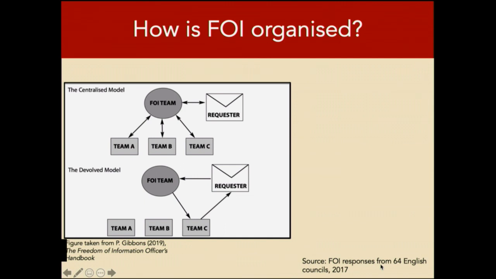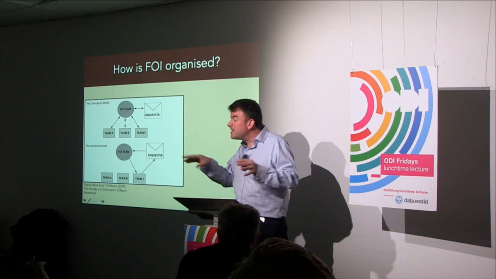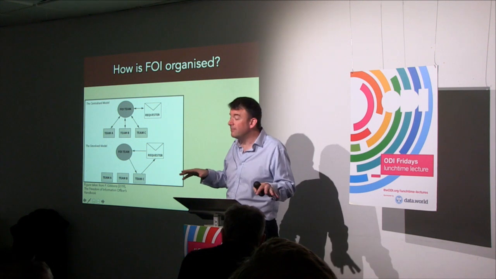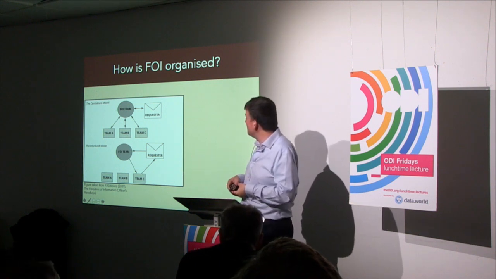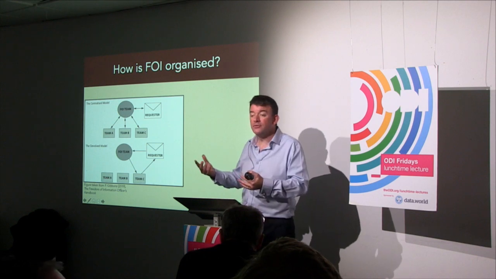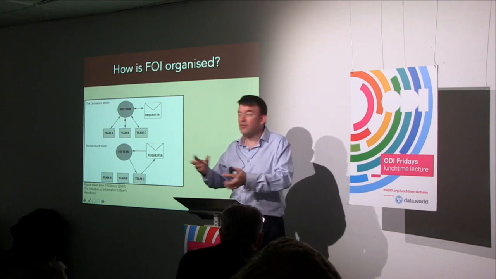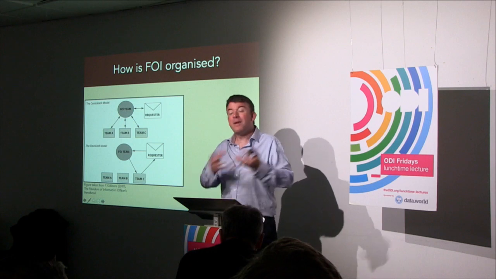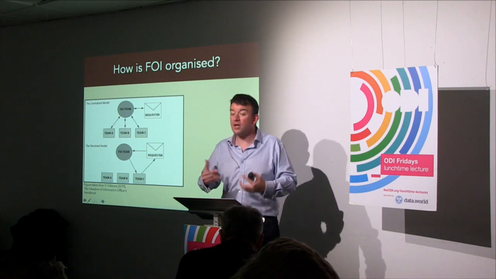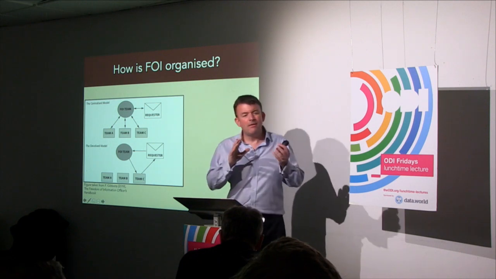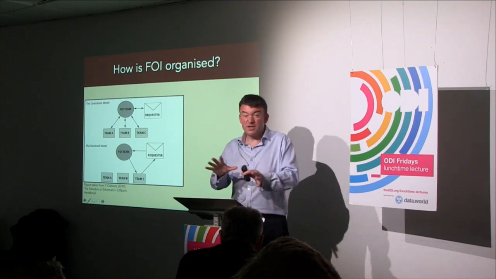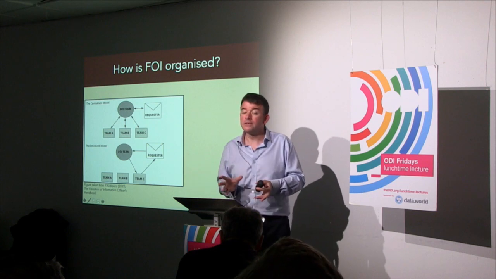The FOI team then identifies which departments will have the relevant information, will pass on that information request to those teams, those departments, and then the department will pull it all together, perhaps raise any concerns, but pass that all back to the Freedom of Information Officer to prepare a response to send back to the requester. That's great because the FOI officer maintains control over the whole process.